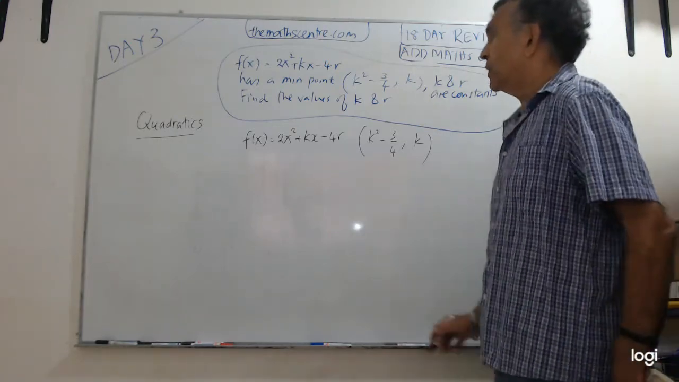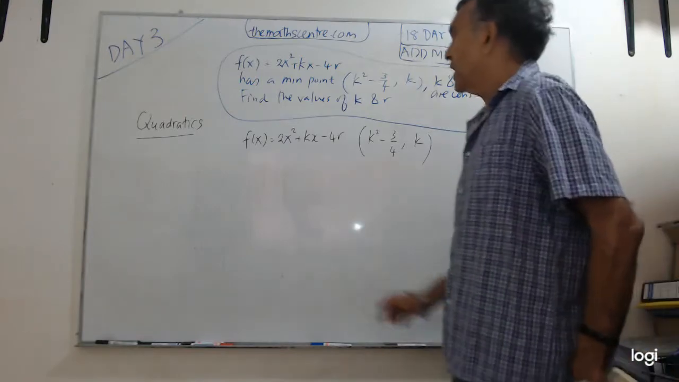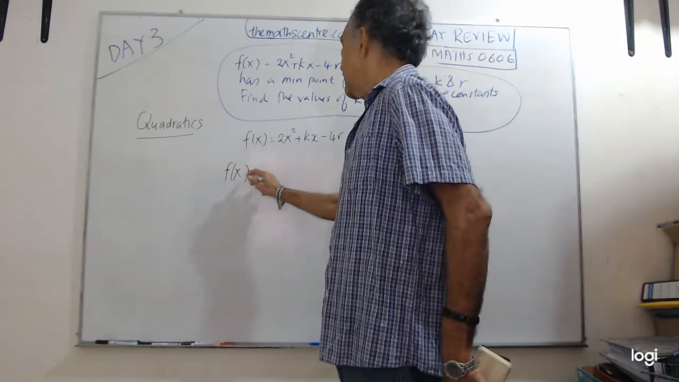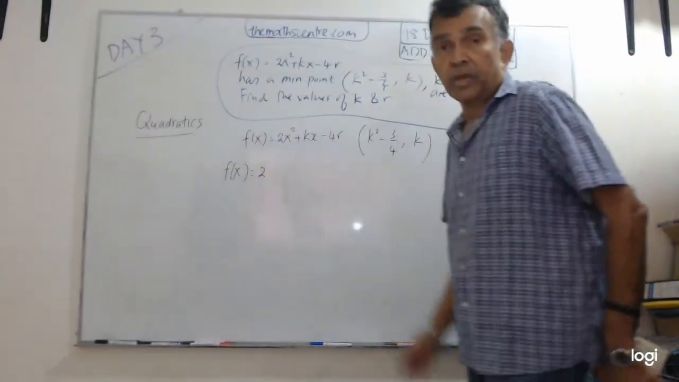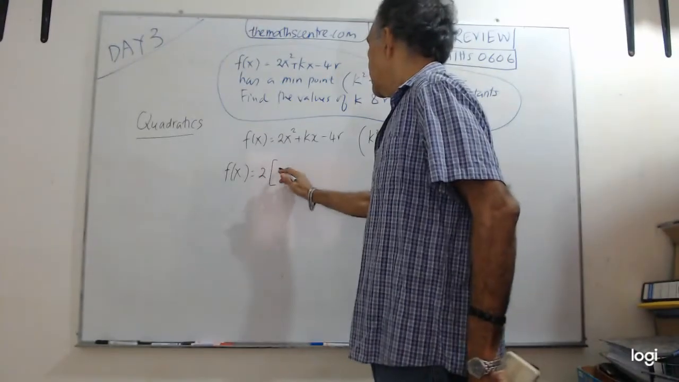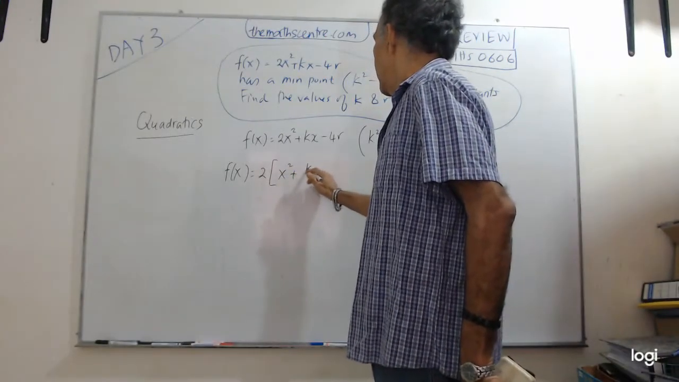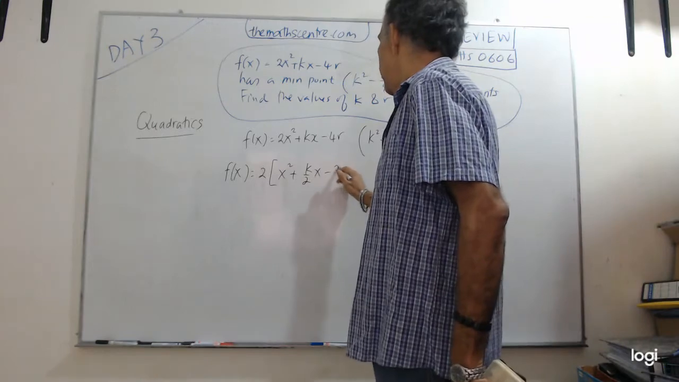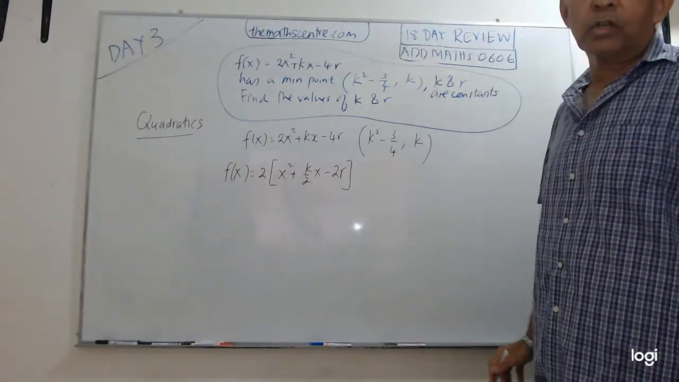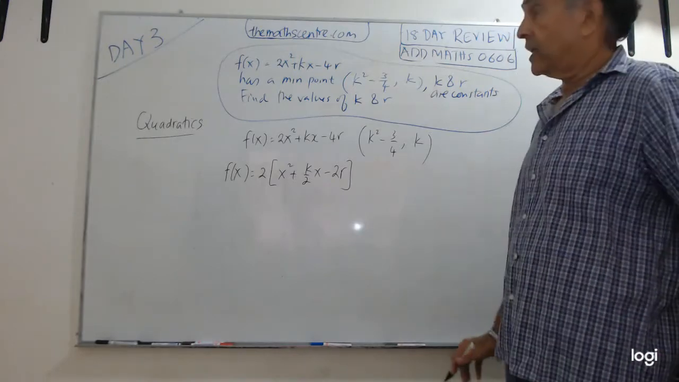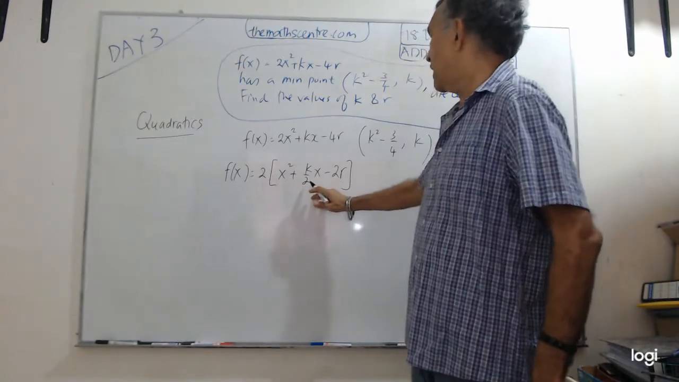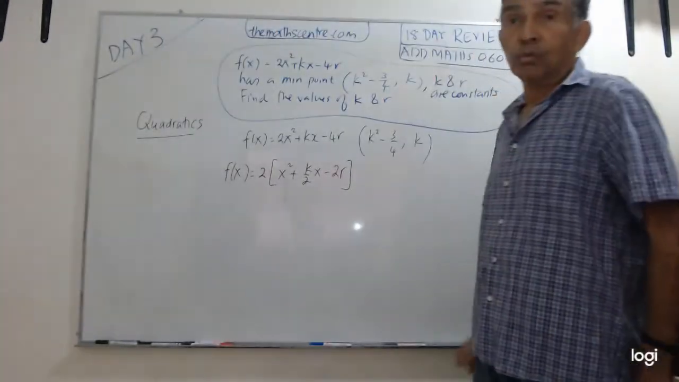Now, what do you need to do? Well, we have to complete the squares. Okay, so let's start, very quickly. f of x. We have the coefficient of x squared is 2, so let's take it out. In brackets I have x squared plus k over 2x minus 2r. I'm attempting to complete the squares, and I've factorized the 2 out.